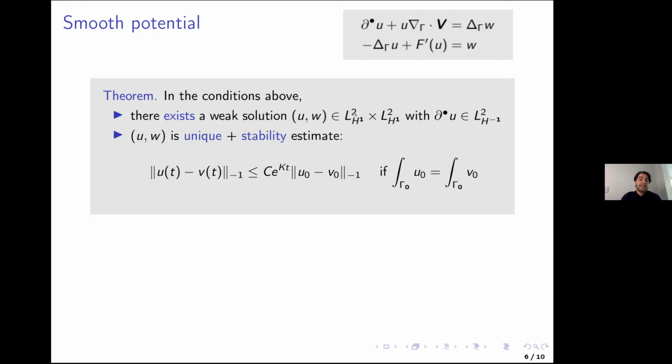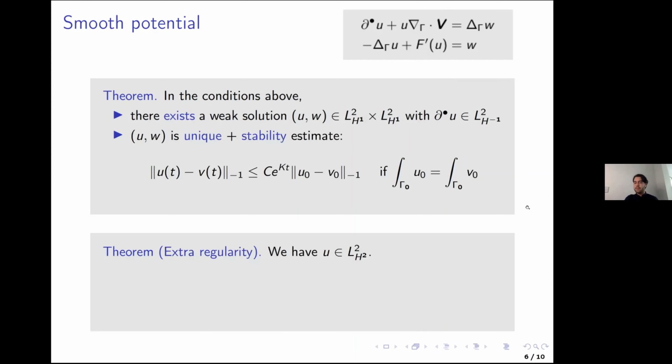L2H1 is not exactly the classical Bochner space. It's an adaptation of these spaces to time-dependent domains, right? But this means what you expect, L2 in time, H1 in space, right? And the derivative lies in an appropriate dual space to give meaning to the equation, right? So you understand that this really is a well-posedness result, exactly in the same way as we would do it in the classical setting.